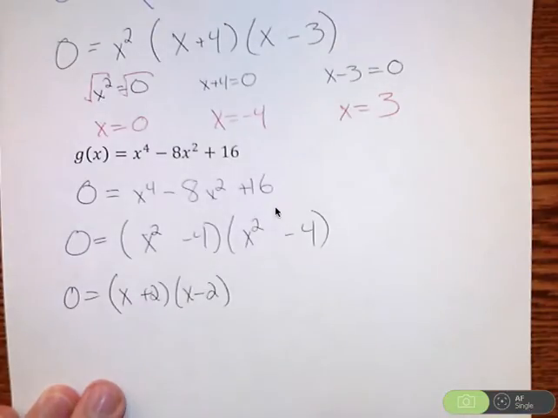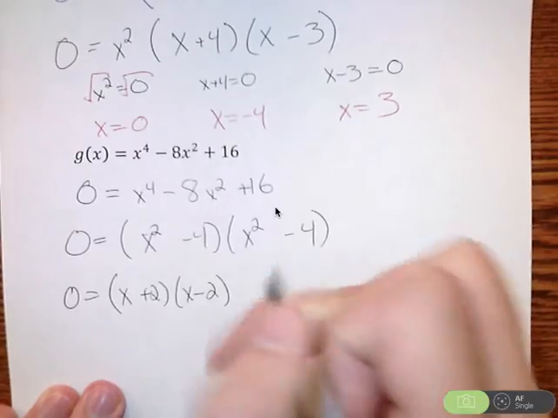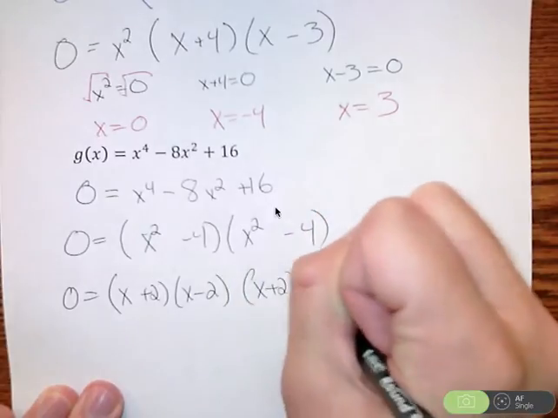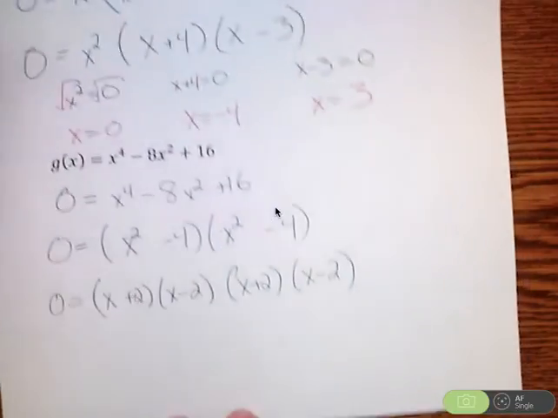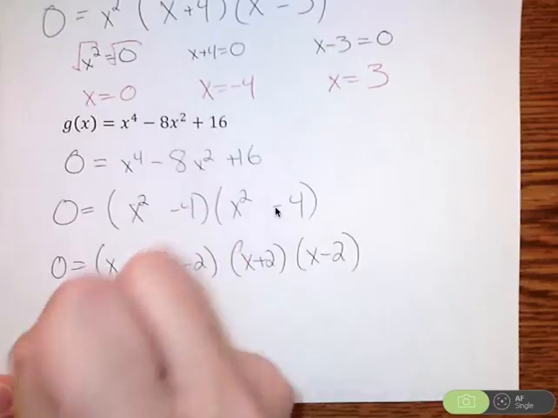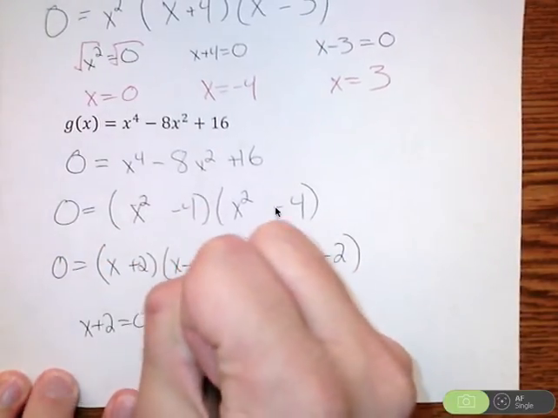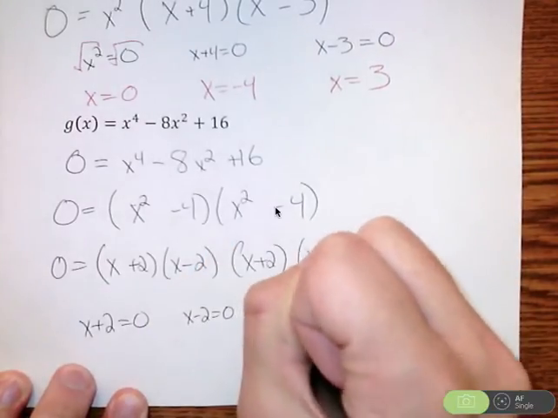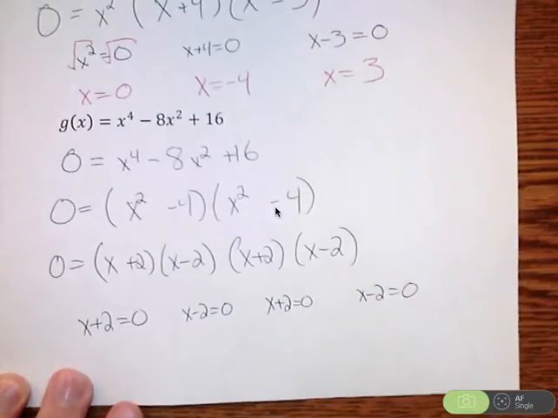Over here I have x squared minus 4, so two numbers that multiply to negative 4 and add to the middle, which is 0. That is also plus 2 and minus 2. So I now have it completely factored. Just like before, once you have it completely factored, you take each of your factors, set them equal to 0, and solve. So I'm going to have x plus 2 equal to 0, x minus 2 equal to 0, x plus 2 equal to 0, and x minus 2 equal to 0.